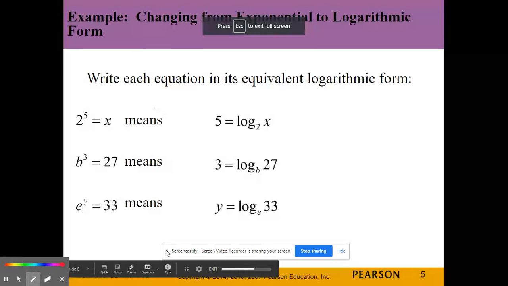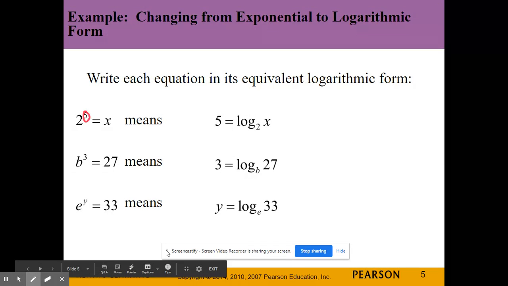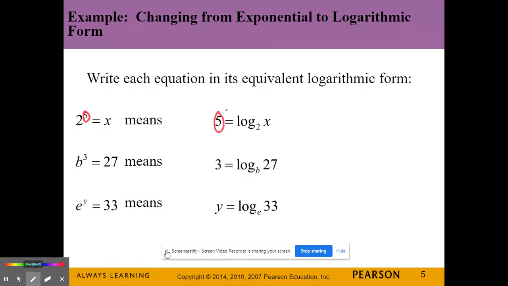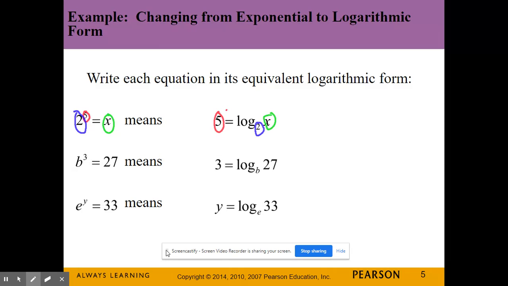So the 5, that's your exponent, goes here, right? The base here is your base here. And what it's equal to here goes here. And it's the same setup. So b raised to the power of 3 equals 27 is the same thing as saying 3 equals log base b of 27. The 3 goes there, the b goes there, and the 27 goes there. E to the power of y equals 33 is the same thing as saying y equals log base e of 33.